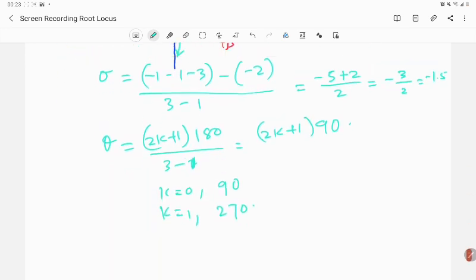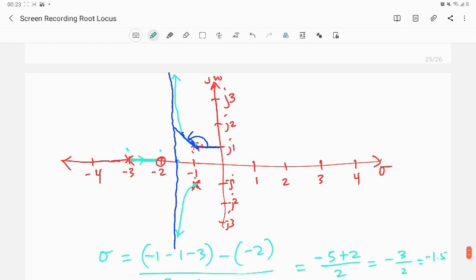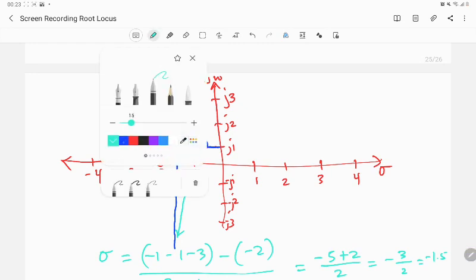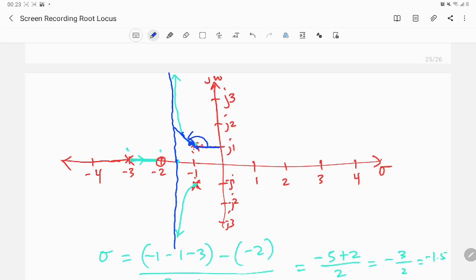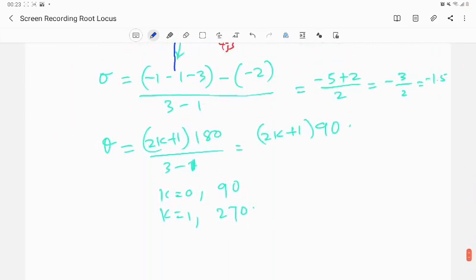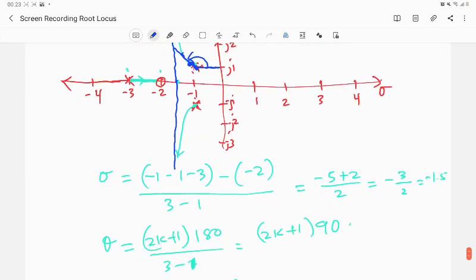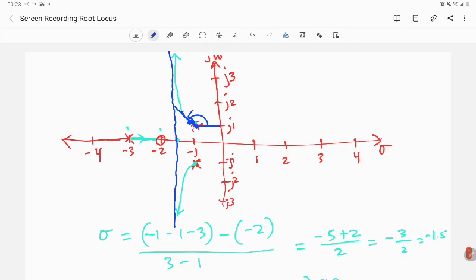So what will be the angle of departure? Well, what we can do is find a small point, a point that is very close to this pole but lies on the root locus. Once we find that point, we'll be able to use it for our computation. So let's look at what we can do with such a point. Come down here and pick a small point there, and we are going to have some angles.